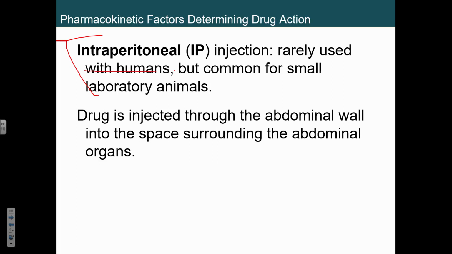IP injections, you're probably not going to get one of these. But if you were a rat, you might. It's when you jab them in the stomach, right? And you can inject things in there through the abdominal wall into that space around your organs. There's not a lot of other places on a rat where you're going to jab it, right?